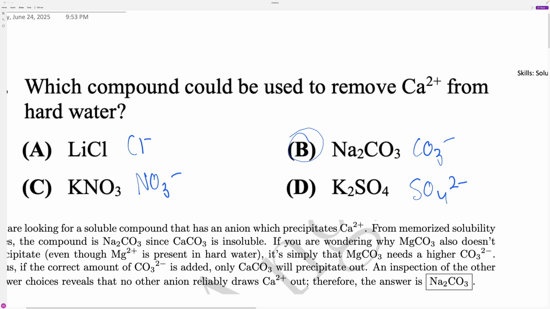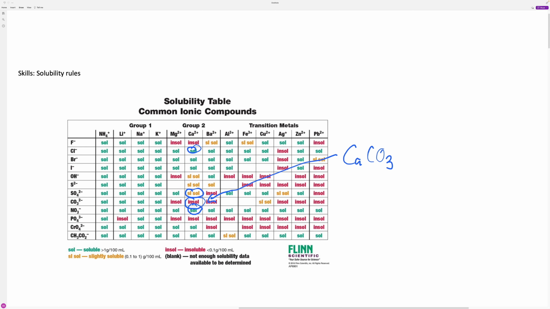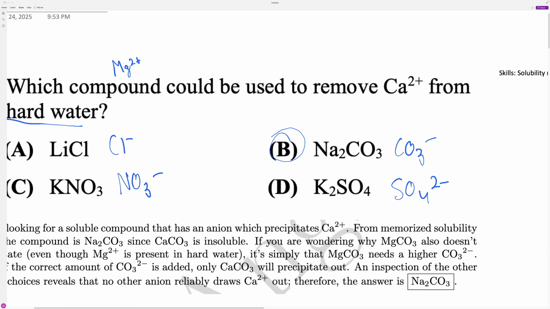So you might be wondering, if you're more familiar with chemistry, why Mg2+ doesn't also precipitate out. Hard water contains both calcium ion and magnesium ion. And in fact, if you look at the solubility tables, magnesium carbonate is also insoluble. So the only reason why we can precipitate calcium ion and distinguish it from magnesium ion is because magnesium carbonate needs a higher amount of carbonate ion to start the precipitation process. So if the right amount of carbonate ion is added, only calcium carbonate will actually precipitate out of the solution.